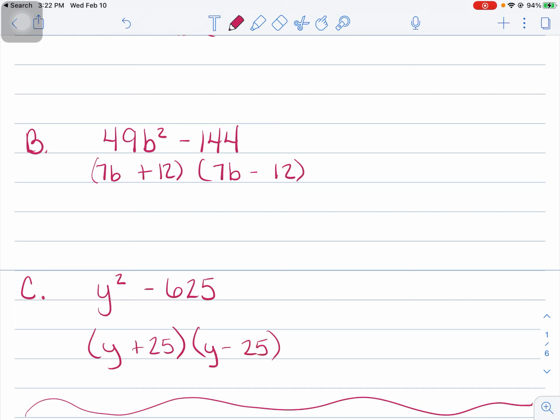All right, so for B, 49 is a perfect square. b squared we can split up, and 144 is a perfect square. Signs are positive and negative, to have that middle term cancel out. So our factored form would be 7b plus 12 and 7b minus 12.